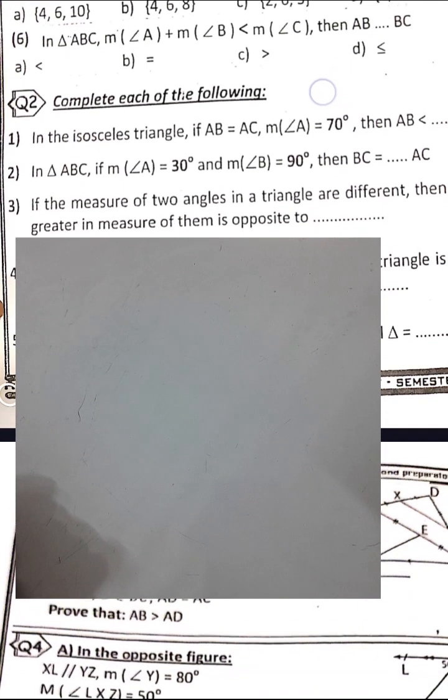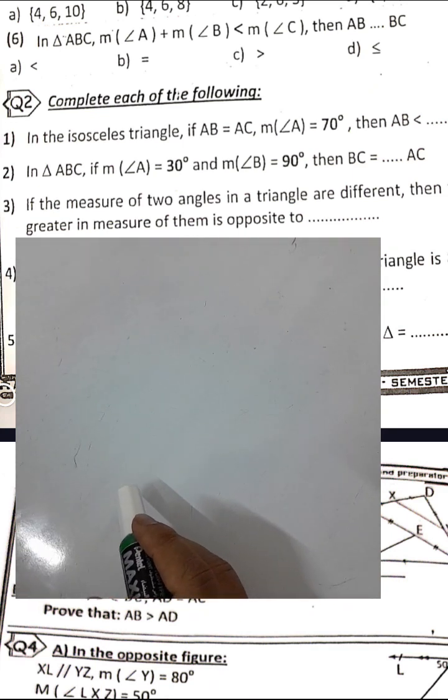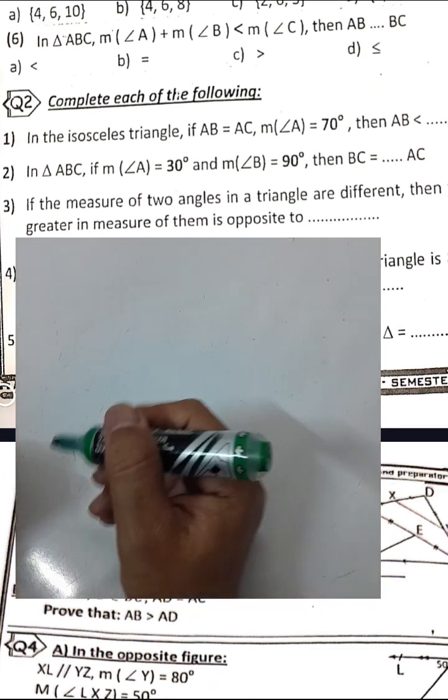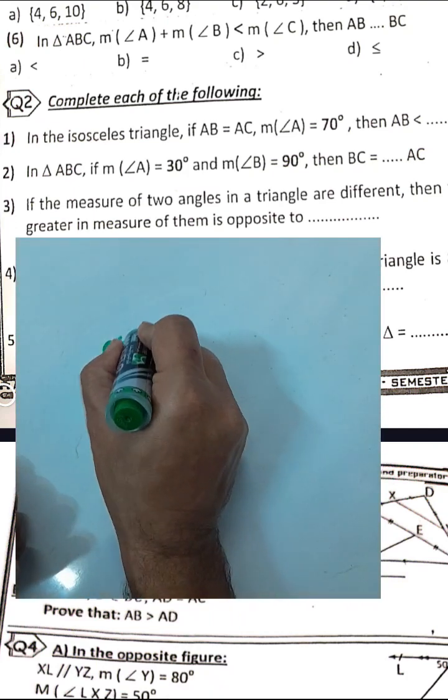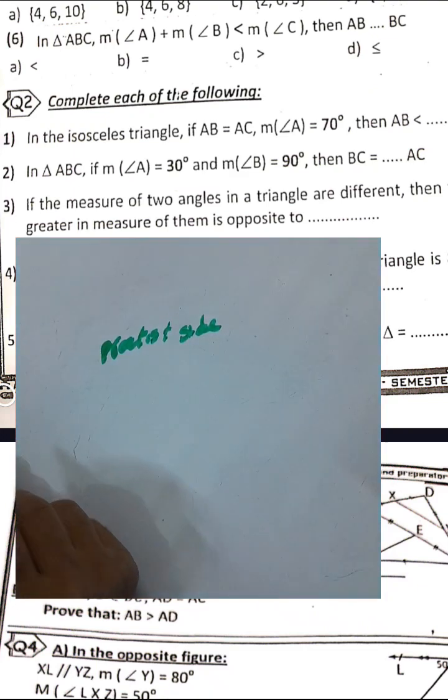Next example, number 3. The measures of two angles in a triangle are different, then the greater measure of them is opposite to the longest side.